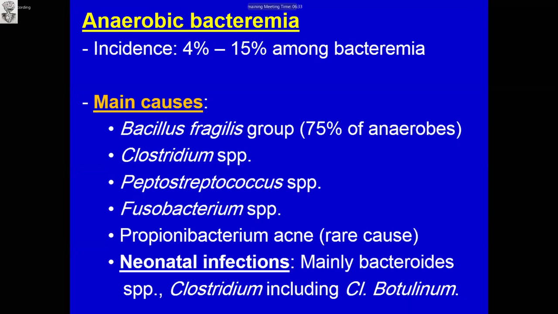Gram-negative bacteria which are capsulated. Bacteroides fragilis. Clostridium species, for example, Clostridium tetani. Peptostreptococcus. Fusobacterium. Propionibacterium acnes, which causes acne. Propionibacterium acnes is a rare cause of anaerobic bacteremia.